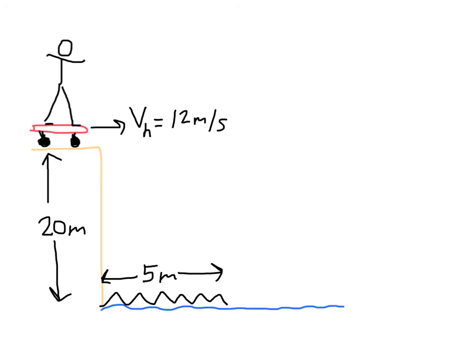So the first step we need to do is figure out, well, how much time is it going to take them to fall? So they've got 20 meters to fall. So why don't we pause the video, work with your neighbor, and see what you can get.